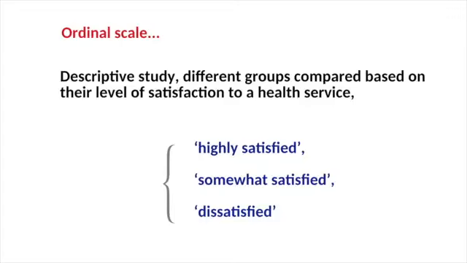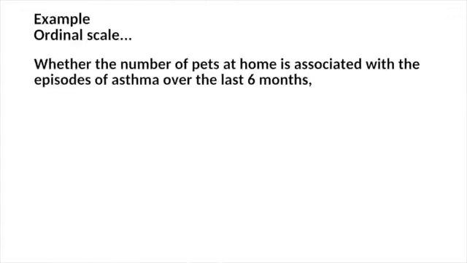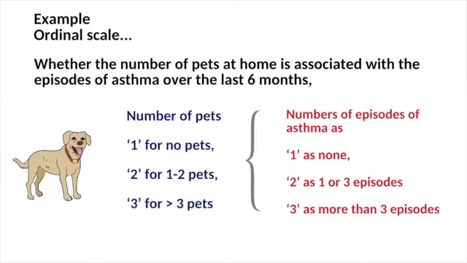This categorization also provides information on the relationship between them. Or in an instance where the researcher is checking whether the number of pets at the home of a study population is associated with the episodes of asthma over the last 6 months, the researcher may tabulate the results as 1 for no pets, 2 for 1 to 2 pets, 3 for more than 3 pets.